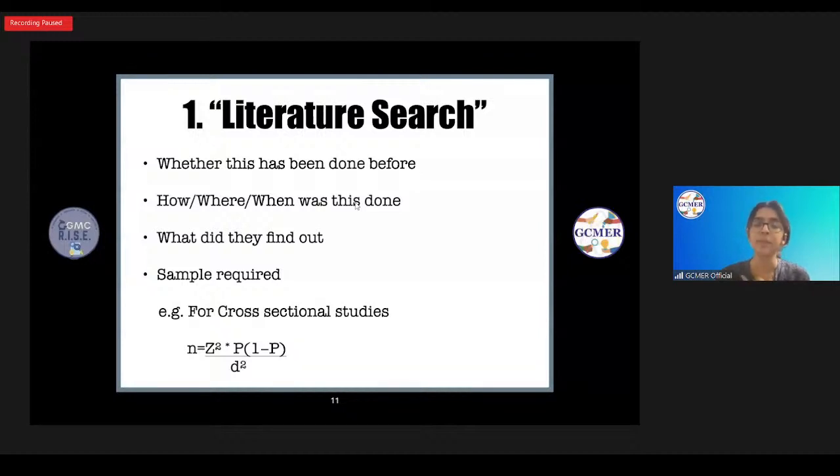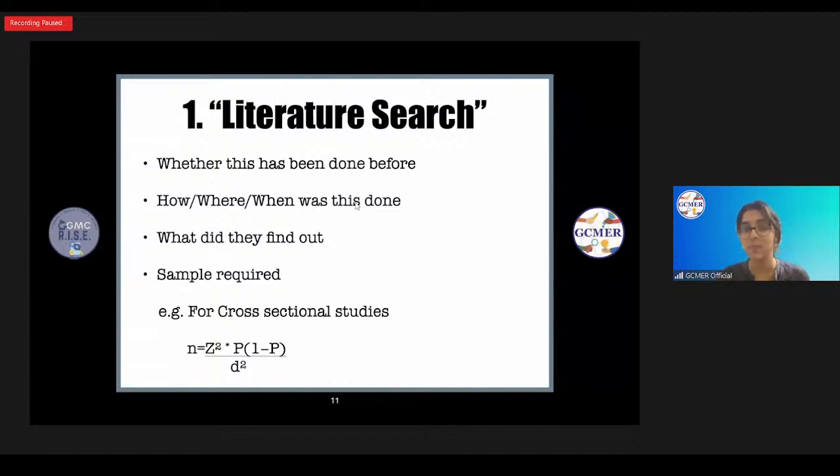So for example, if you are doing any research that is absolutely new, most of the time that won't be the case, but if something is absolutely new, you go with the standard 30-30 rule, in which you say that a minimum of 30 participants is required in both the case and the control group, or in the interventional and non-interventional group, and you just go with that, right? 30-30.